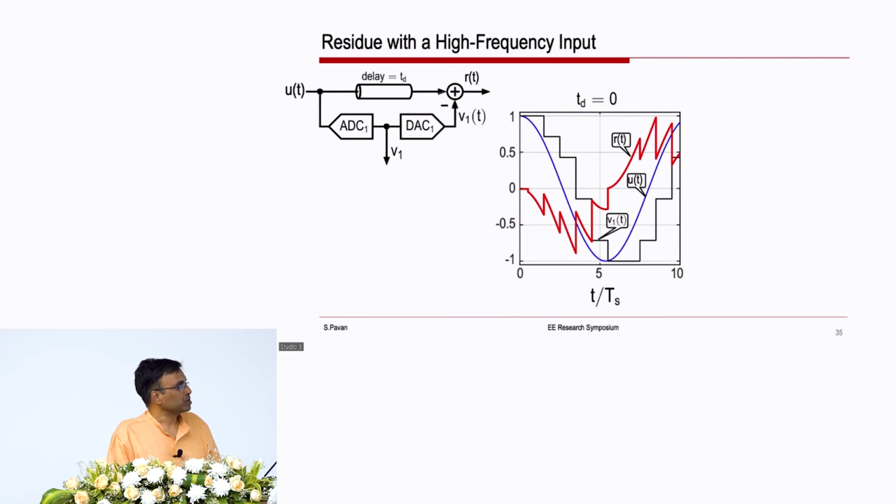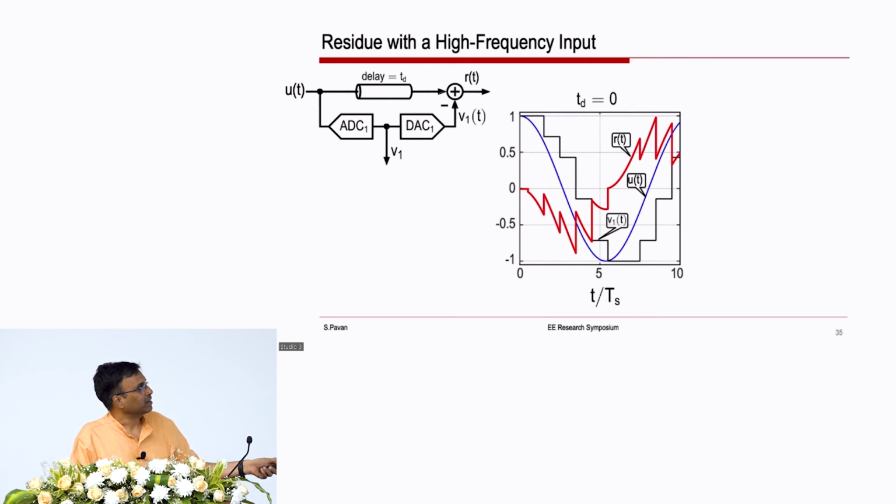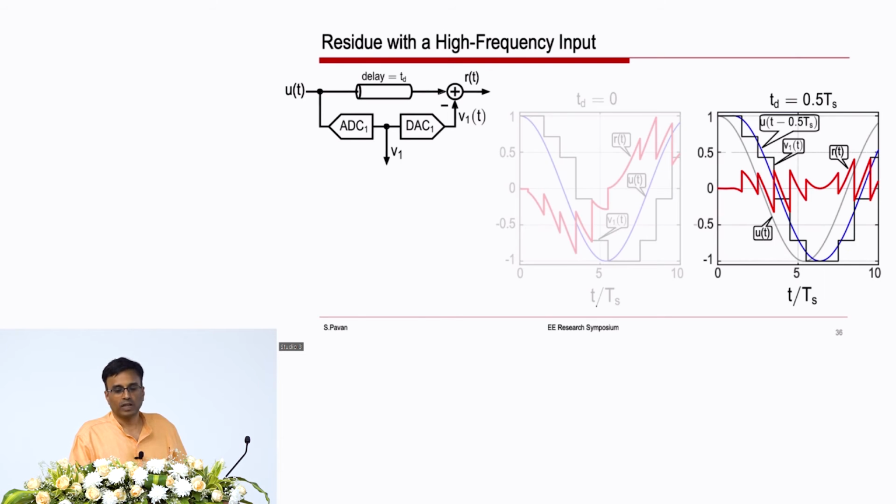And that intuition, of course, is borne out when you take a much faster signal. For example, this is a sine wave, and this is the input, and this is the digital approximation to the input. The residue is the one shown in red. If, on the other hand, I used a delay line with half a clock cycle delay, you can see that the residue is reduced significantly.